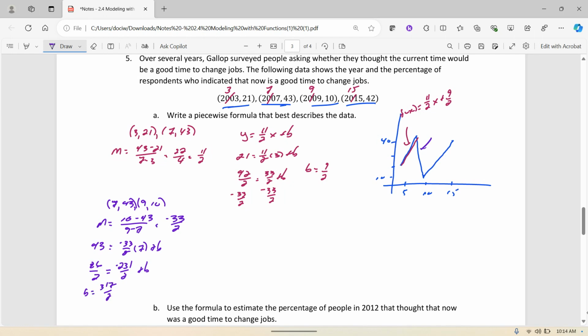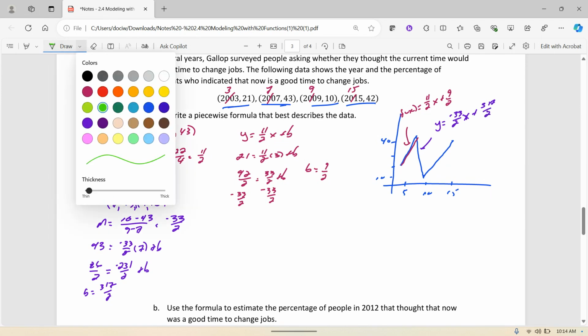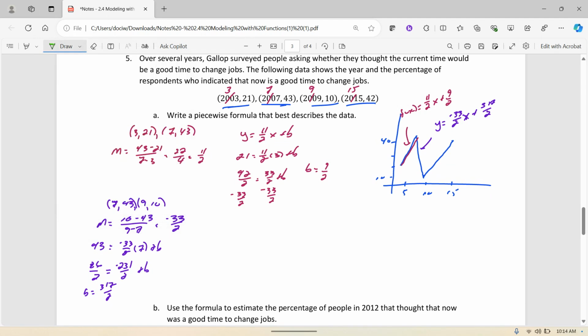So this equation is y equals negative 33 halves x plus 317 halves. Okay, one more to go. This is not always fun. We got one more to go. We use this bright green.